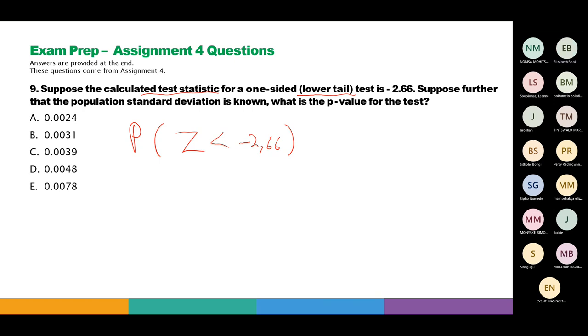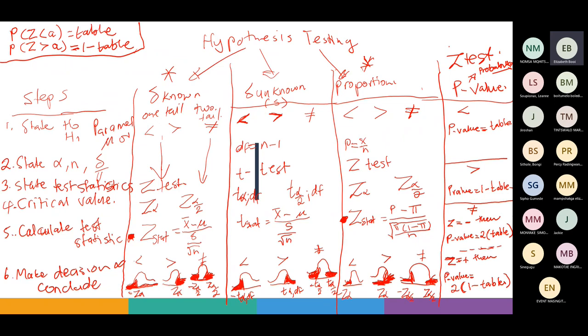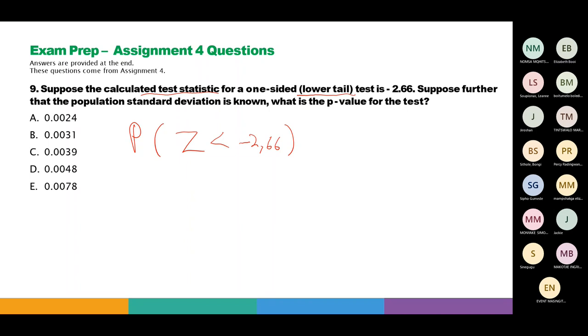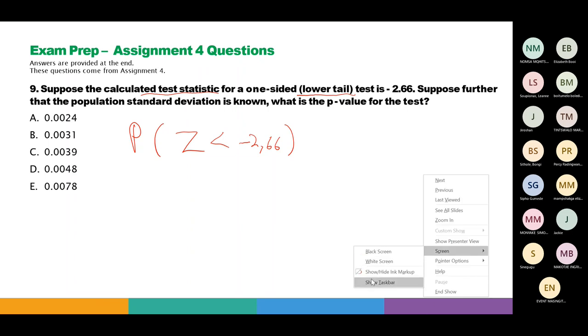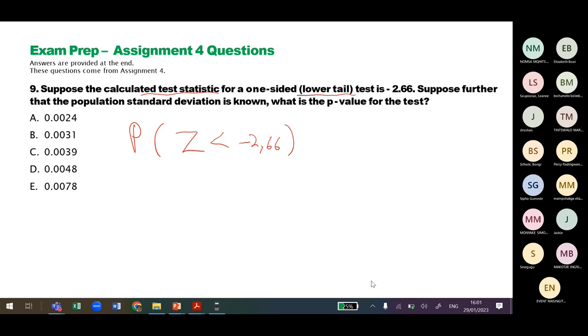How do we find the p-value? Let's go back to the notes and remind ourselves, if it's a lower, upper, and 2-tail. How do we find the p-value? And what is the p-value? Nobody knows how to find the p-value.